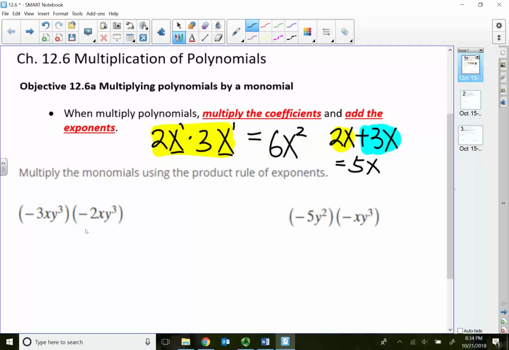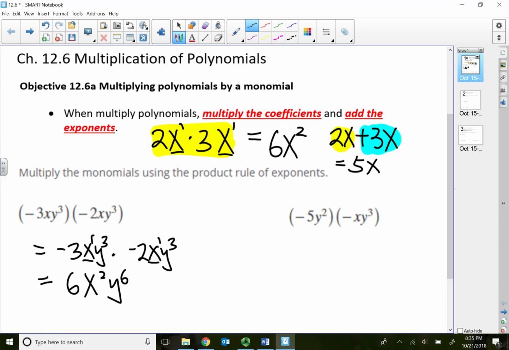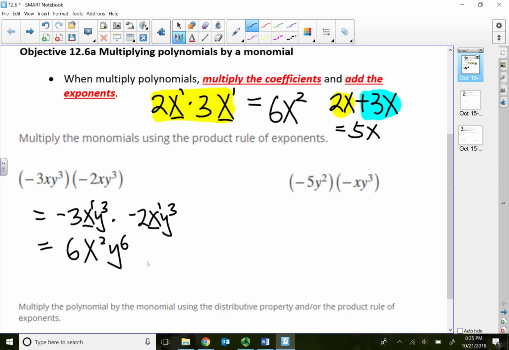So for this problem, taking one term times one term, basically it is saying negative 3xy to the third times negative 2xy to the third. Negative 3 times negative 2 is positive 6. X times x is x squared. Why? Because everything here is multiplication, so everything is only one term. When it comes to multiplication, for the variables, we have to add their exponents. So y to the third times y to the third has to be y to the 6th power.